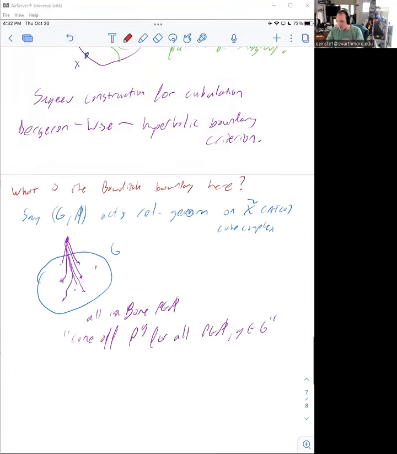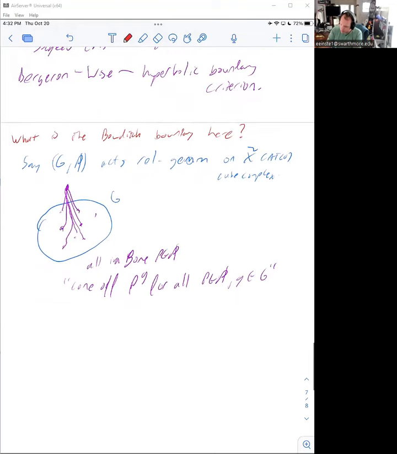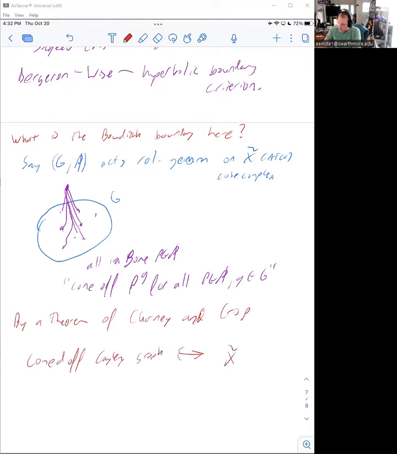Okay, so the point of this is that, by a theorem of Charney and Crisp, the coned-off Cayley graph and this X twiddle turn out to be quasi-isometric. The real result in this Charney and Crisp 2007 paper is basically a relatively hyperbolic version of the Milnor-Schwarz lemma. If your stabilizers satisfy the right properties, then you're going to get a quasi-isometry.